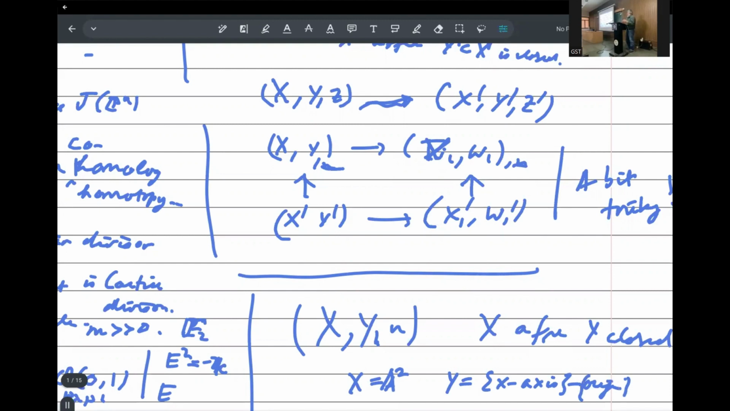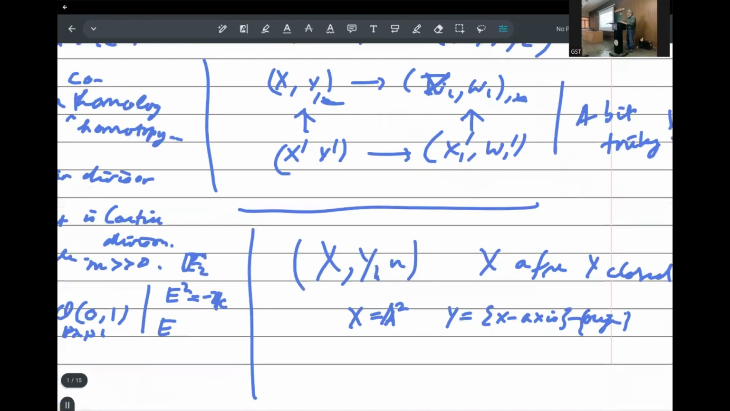Okay, already it is codimension 1, but the complement is not affine in some sense. Both of them are affine, but this is not closed in that. So you have to do something in this case. The solution which we are doing is, we are saying Y is sitting... maybe I should say what you do in this case.